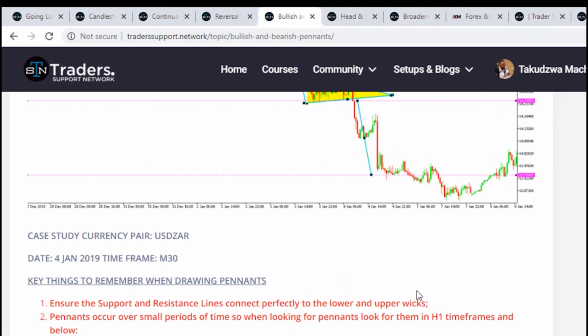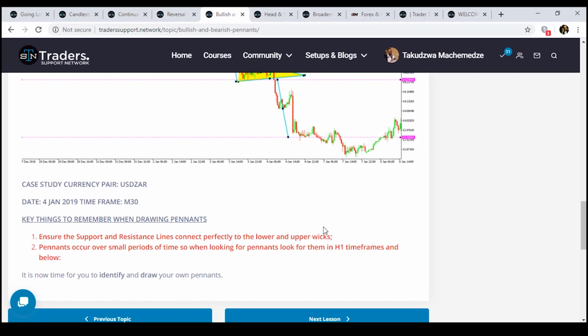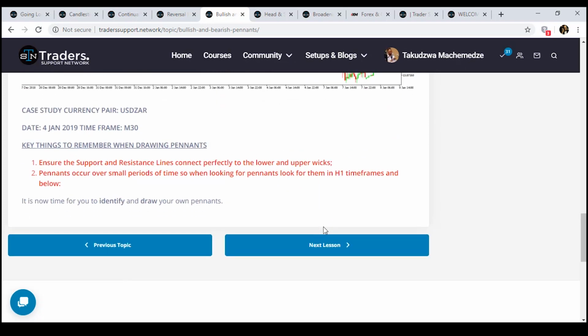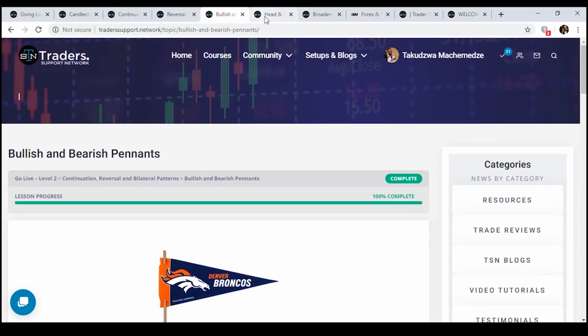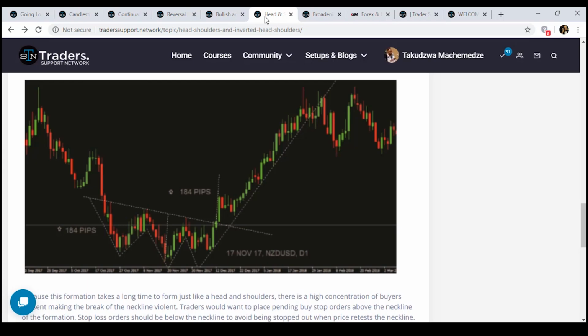Key things to remember when drawing pennants. Point 1, ensure that the support and resistance lines connect perfectly to the lower and upper wicks. Pennants occur over small periods of time, so when looking for pennants, look for them in the 1 hour time frames and below. It's very informative. You actually even know where to find these pennants, what time frame to dig deeper into.